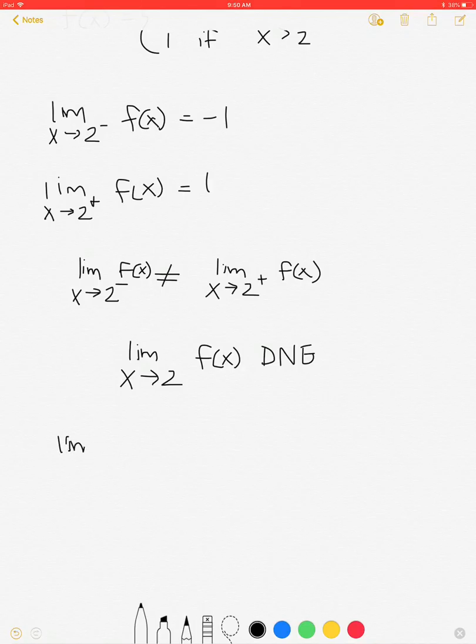So let's see. We can retype that real quick, or rewrite that.